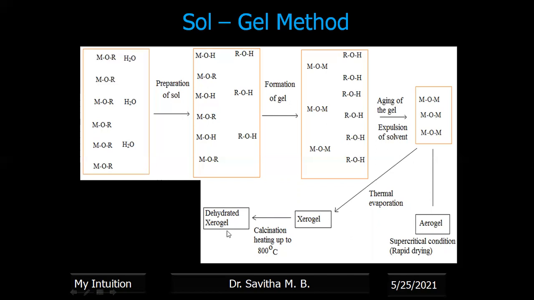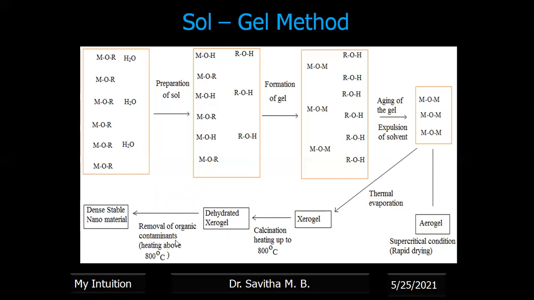Okay, so finally this is again heated to a temperature above 800 degrees. If there are any organic impurities, all that will decompose and get expelled out, and finally you will get a dense stable nanomaterial. Okay, so this is the Sol-Gel method. It follows the preparation of the sol, that is just by mixing, then the gel, that is just by aging, you get a dense gel. After that, thermal heating, that is step by step heating to get the xerogel, the nanomaterial, or sudden heating to get the aerogel. Okay, this is the Sol-Gel method.